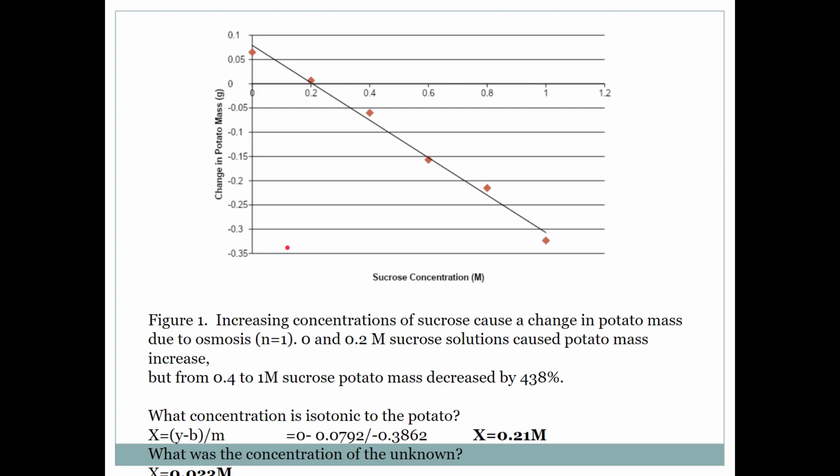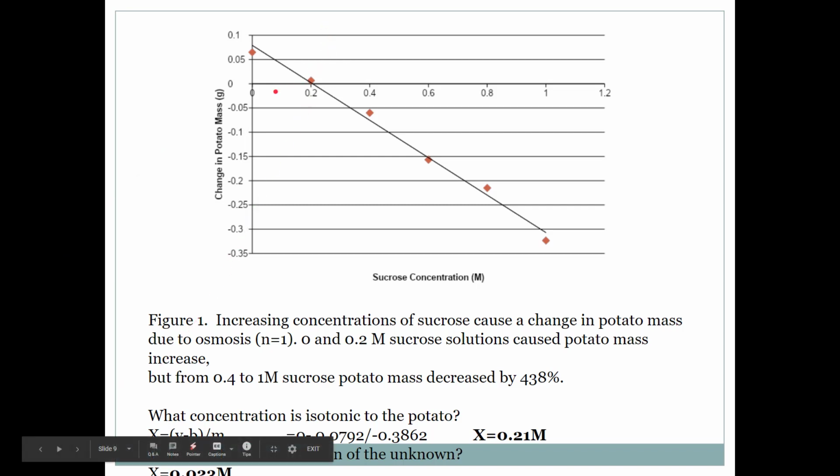So here's an example of some potato data. So let's say your data looked like this. It might not look like this. This is just an example. Here we have sucrose concentration, and we have change in potato mass in grams. So this is how we're going to graph the data. Your manual on number 6 tells you to convert this to percent change.